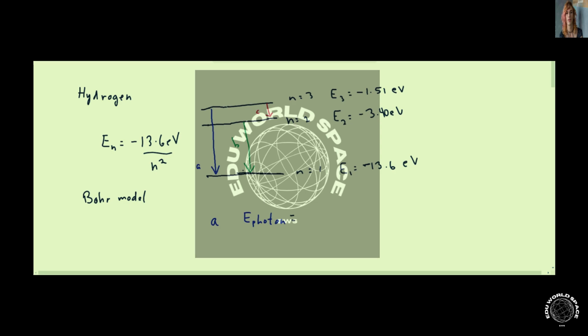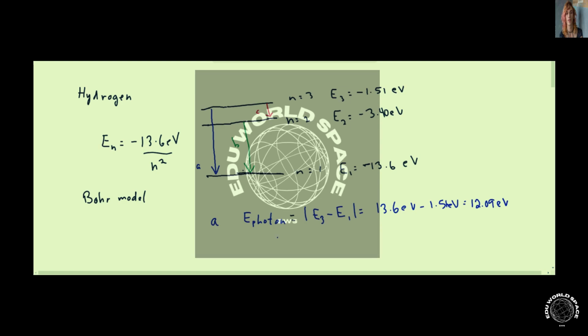So let's see. We're going to take an absolute value here of N3 energy minus energy 1. So that's 13.6 minus 1.5 eV. And that is 12.09 eV.